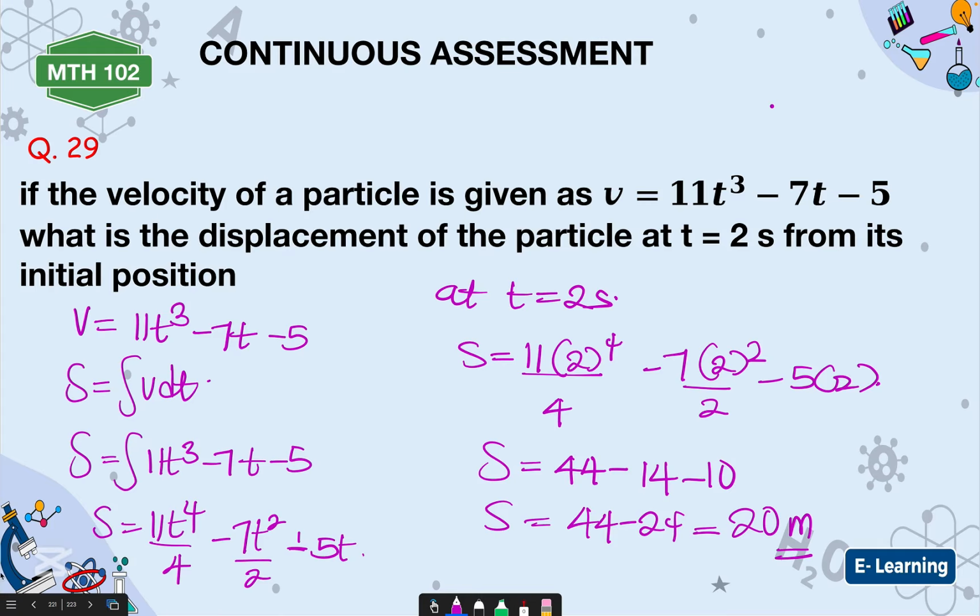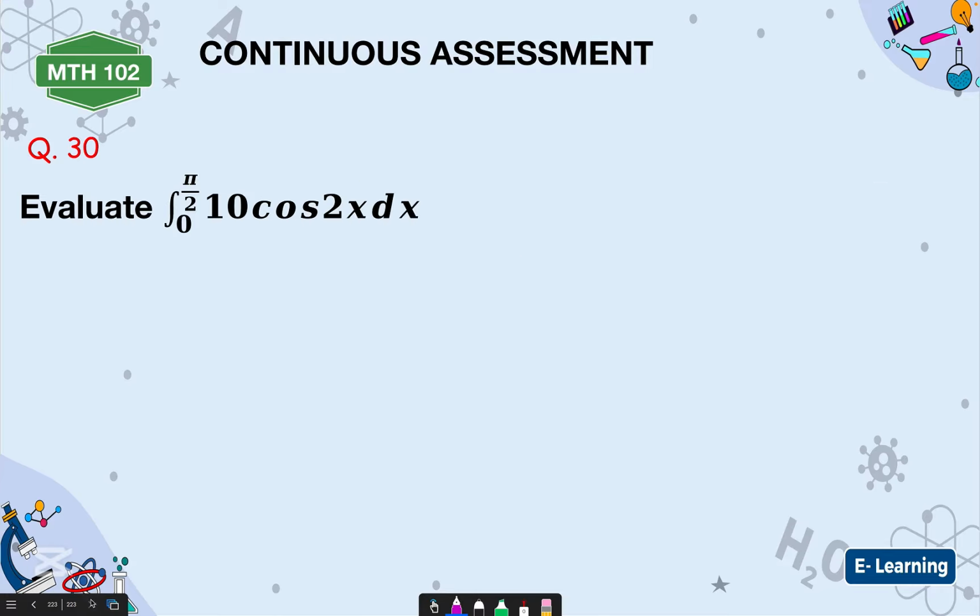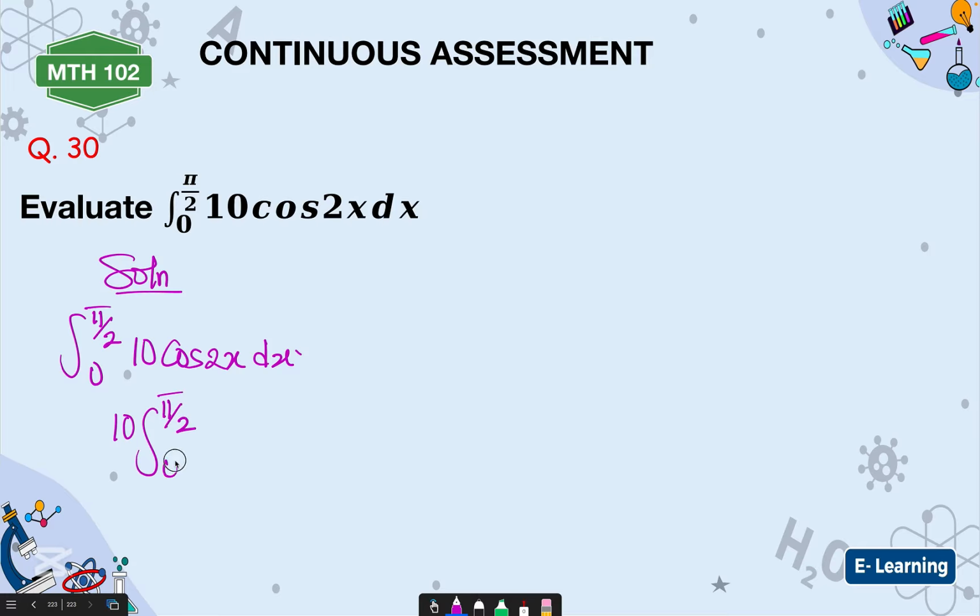All right, let's see the last question here. The last question here says integrate 10 cos 2x dx. You have this interval given to us. So we have the integral from 0 to pi over 2 of 10 cos 2x dx. You can take the 10 out. Integral from 0 to pi over 2 of cos 2x dx.